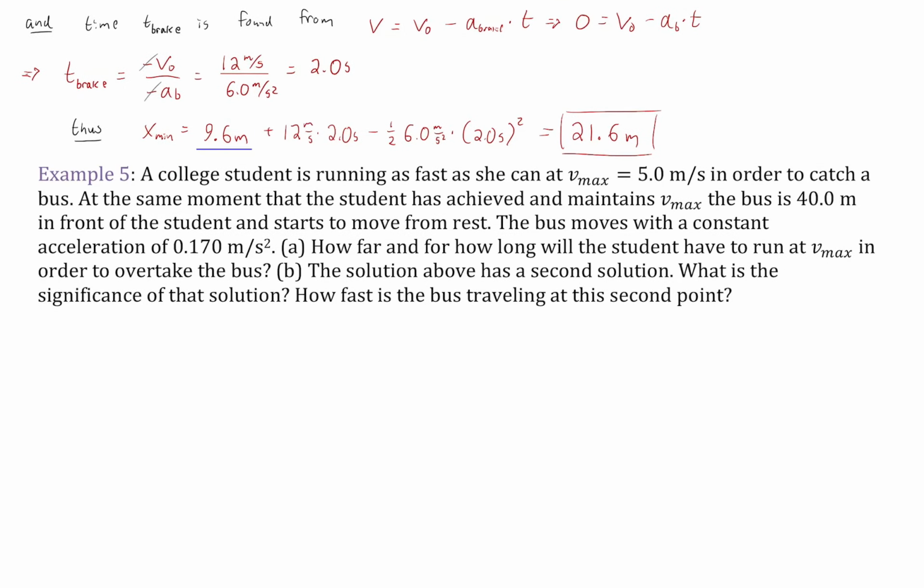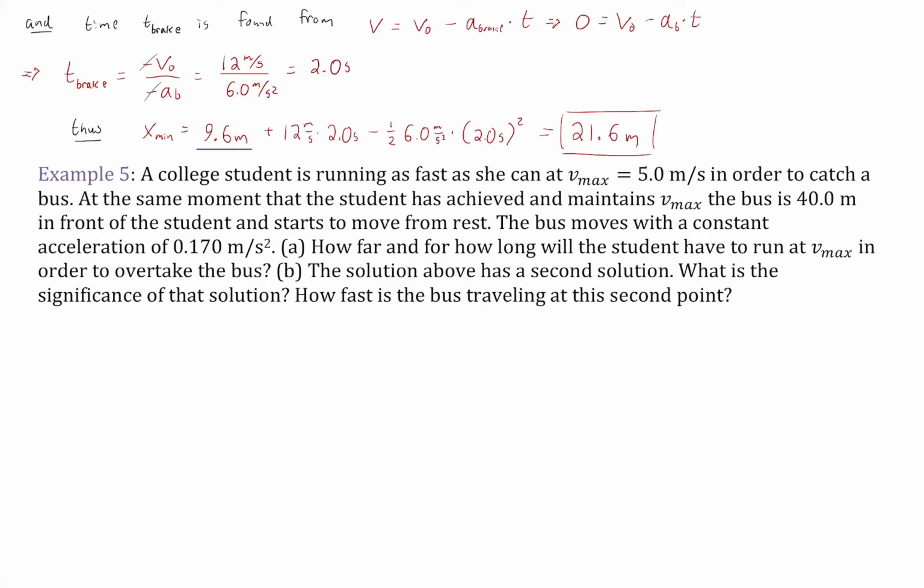Okay? So now let's look at another type of problem. This is a type of problem that involves two objects. You might be like, well, didn't the last one involve two objects because there was a deer? But the deer wasn't moving, so it wasn't figured in. Now we have two moving objects, a student and a bus. Okay, so let's read the problem. A college student is running as fast as she can at v max equals 5 meters per second in order to catch a bus.